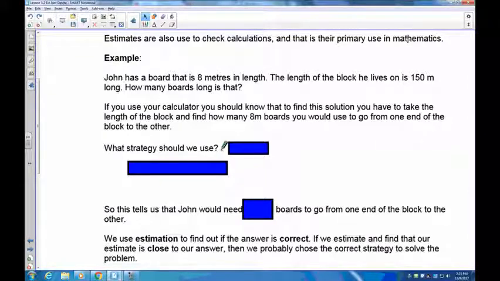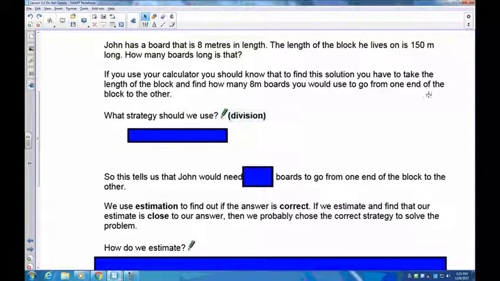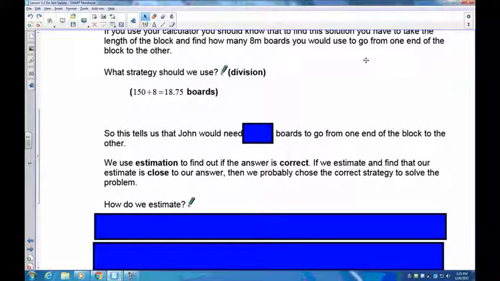Now, if you use your calculator, you should know that to find the solution, you just have to take the length of the block, 150 meters, and divide it by how many 8-meter boards you would use. So you'd be going 150 divided by 8. So we know that you're supposed to do division. Now, you would get 150 divided by 8, which is 18.75 boards that you would need in order to go from one end of the block to the other. So this tells John that he would need 18.75 boards.